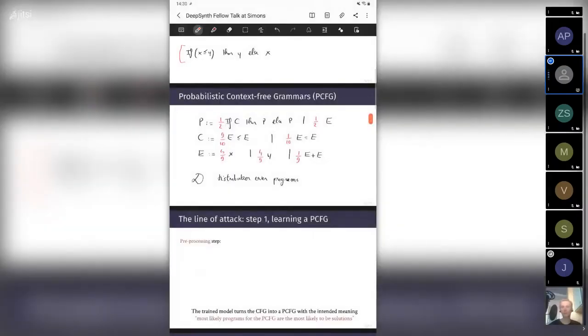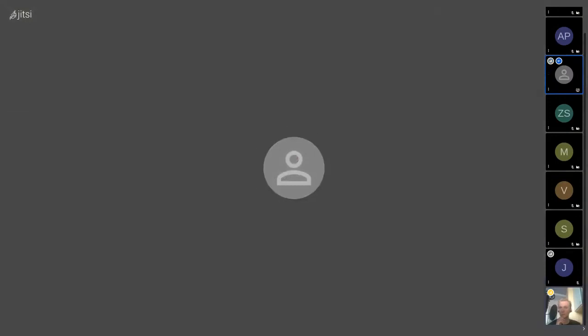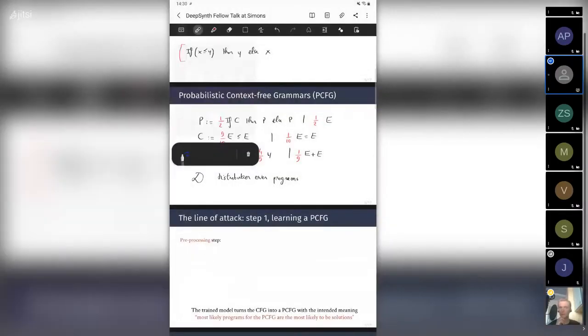So I'll call it a line of attack. It's maybe one set of techniques that's been used in so many recent program synthesis tools, and it is the following two-step solution. The first step is learning a PCFG, a probabilistic context-free grammar. So what do I mean by this? This is a pre-processing step, or if you want, the training step.